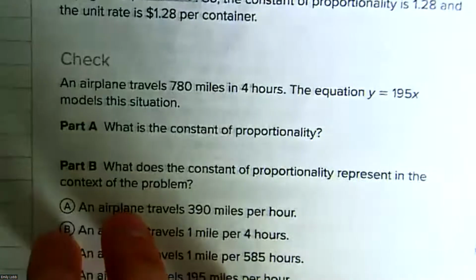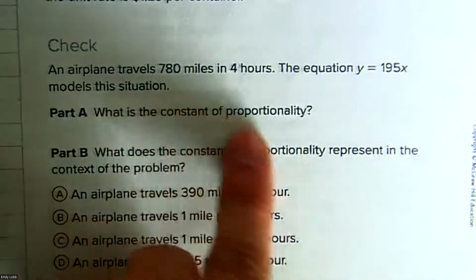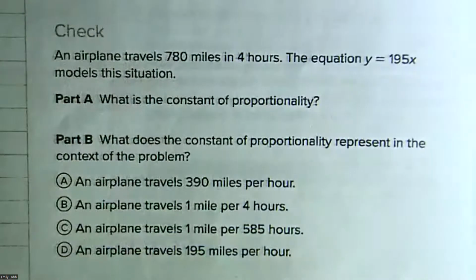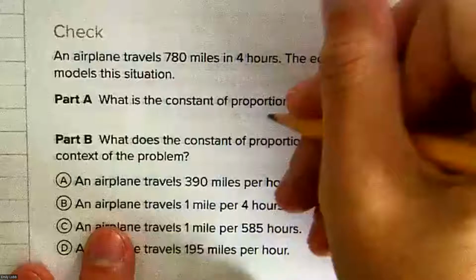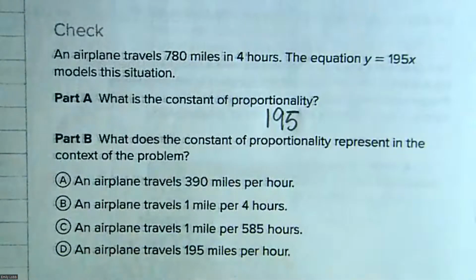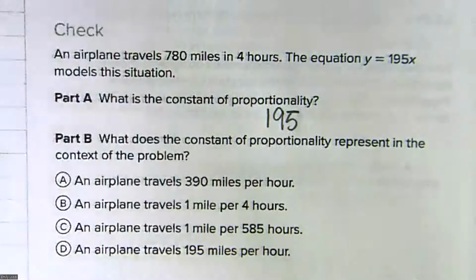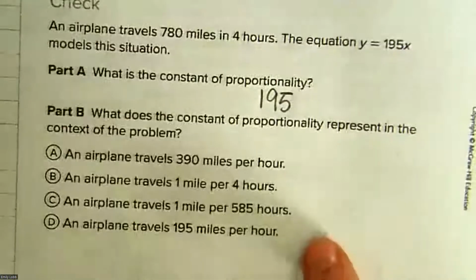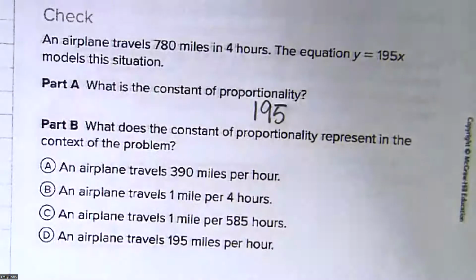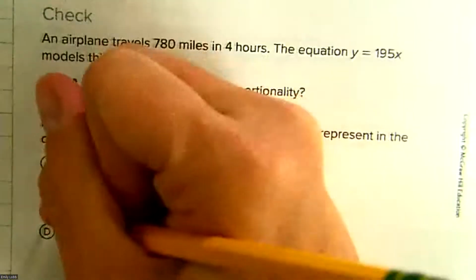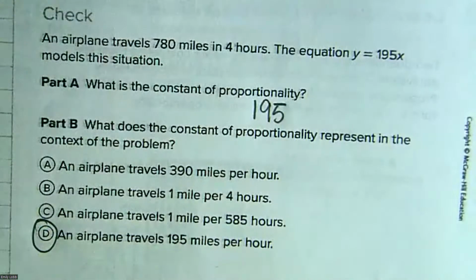So in this check here, what is the constant of proportionality? What's in front of x? 195. And what does 195 mean? It's a unit rate. So which one of these has 195 as a unit rate? The last one. It's saying an airplane goes at 195 miles per hour.